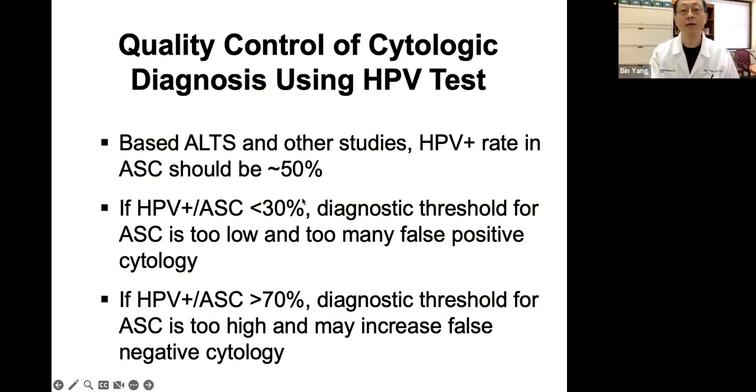But if your HPV positive rate among the ASCUS you diagnose is too low, less than 30%, you generate too much false positive cytology. On the other hand, if your rate is too high, above 70%, you're going to worry a little bit. Maybe your threshold is too high, and you're going to worry about false negative cytology.